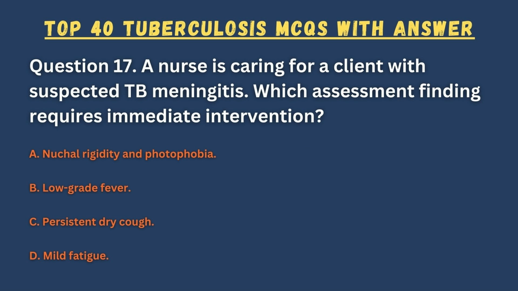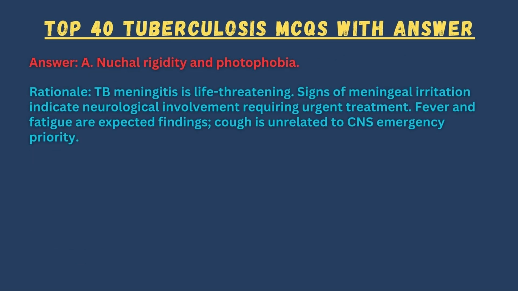Question 17. A nurse is caring for a client with suspected TB meningitis. Which assessment finding requires immediate intervention? A. Nuchal rigidity and photophobia. B. Low-grade fever. C. Persistent dry cough. D. Mild fatigue. Answer: A. Nuchal rigidity and photophobia. Rationale: TB meningitis is life-threatening. Signs of meningeal irritation indicate neurological involvement requiring urgent treatment. Fever and fatigue are expected findings. Cough is unrelated to CNS emergency priority.